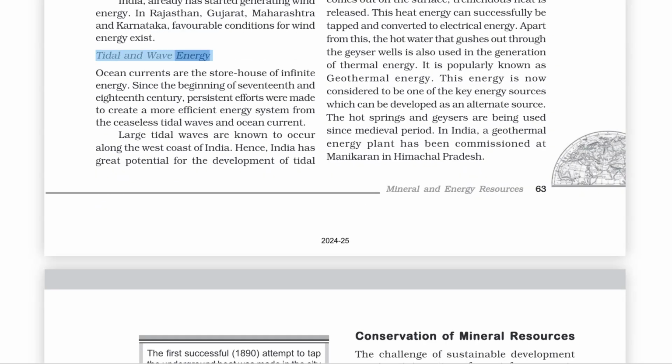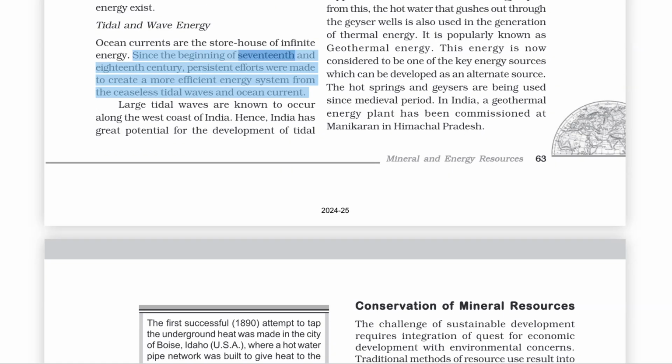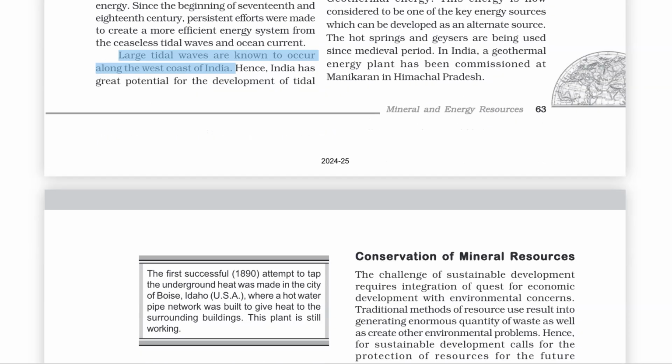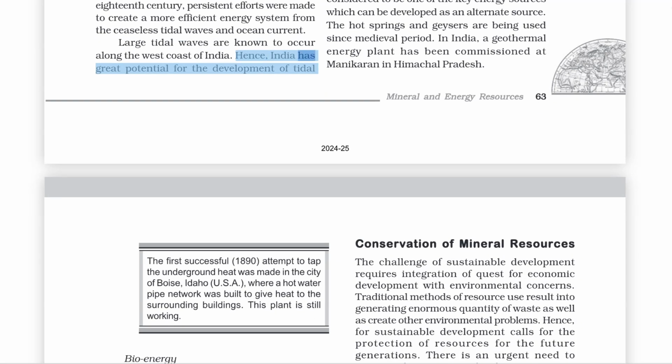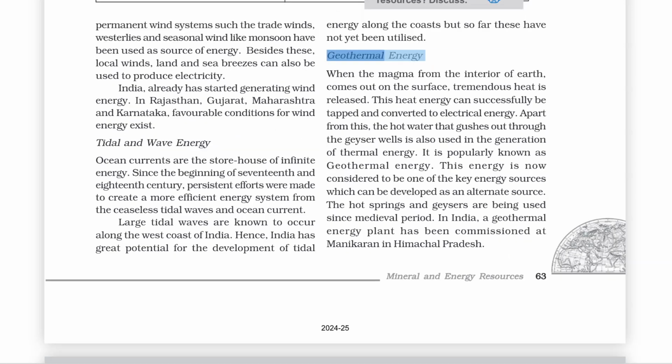Tidal and wave energy. Ocean currents are the storehouse of infinite energy. Since the beginning of the 17th and 18th century, persistent efforts were made to create a more efficient energy system from the ceaseless tidal waves and ocean current. Large tidal waves are known to occur along the west coast of India. Hence, India has great potential for the development of tidal energy along the coasts, but so far these have not yet been utilized.